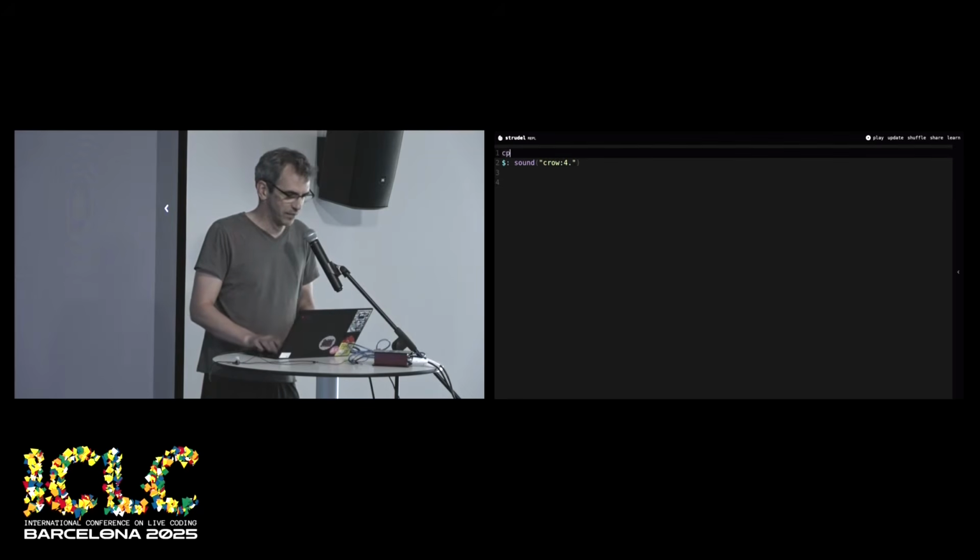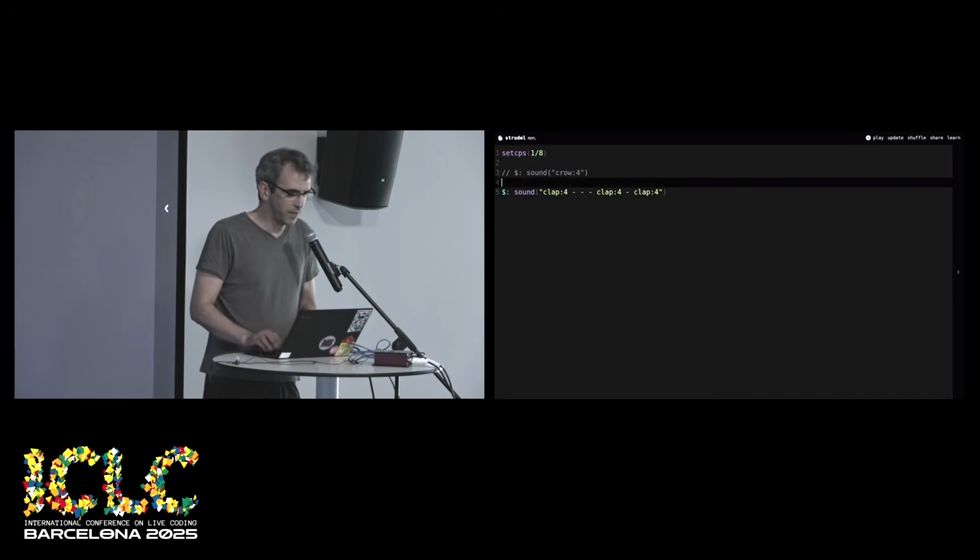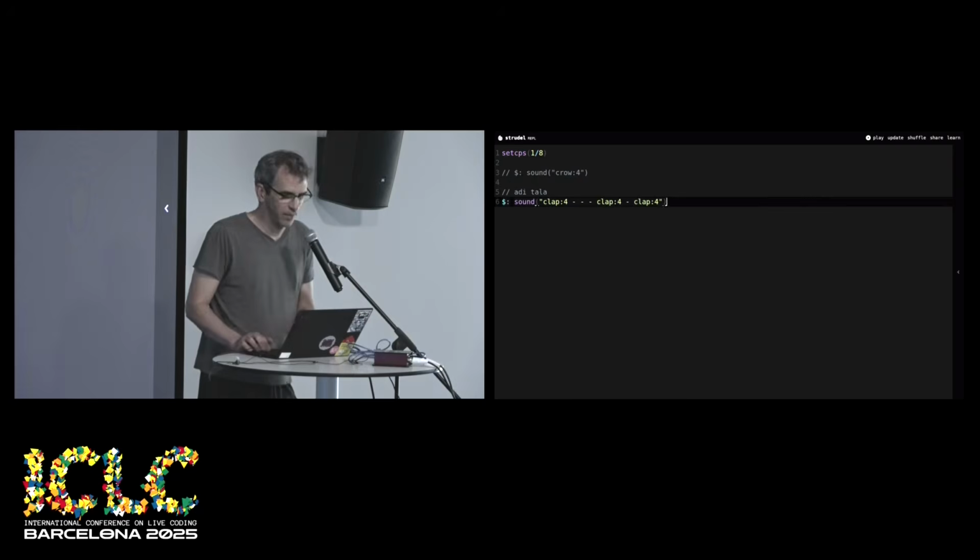I'm going to set the CPS quite low. And what I can do is, actually I'll add the tala first. Let's do some clapping. This is the adi tala. It's like 8 steps, that's nice and familiar. Oh, that's 7. I'll add some kicks here just to orient us.